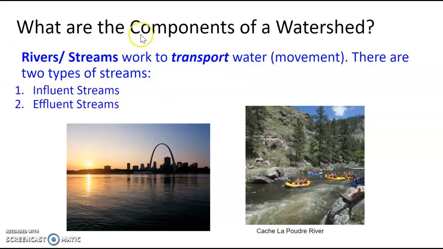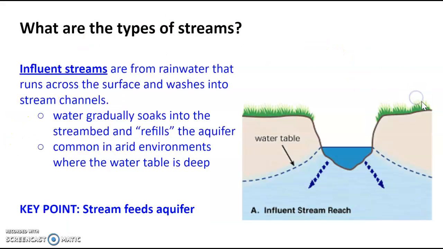Some more components of the watershed are rivers and streams. Their movement, they transport water, and there's two types of rivers or streams. There's influent streams and there's effluent streams, and it's really important to understand the difference. Influent streams are from rainwater that runs across the surface and washes into stream channels. So this means that if it's not raining, there's no stream. So after it rains, the water gradually soaks into the stream and refills the aquifer.